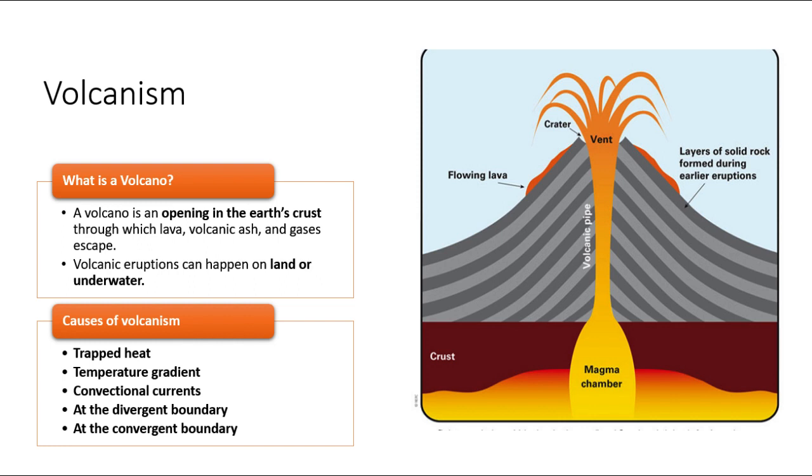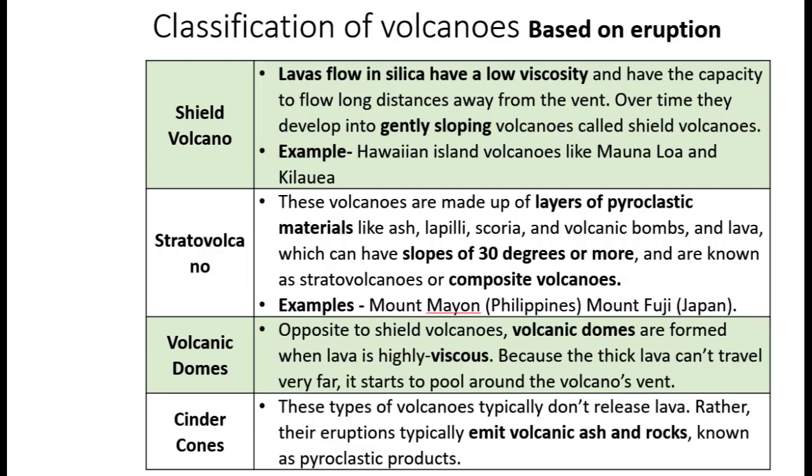Volcanism. What is a volcano? A volcano is an opening in the Earth's crust through which lava, volcanic ash, and gases escape. Volcanic eruptions can happen on land or underwater. Causes of volcanism: trapped heat, temperature gradient, convectional currents, at the divergent boundary, at the convergent boundary. Classification of volcanoes based on the eruption.